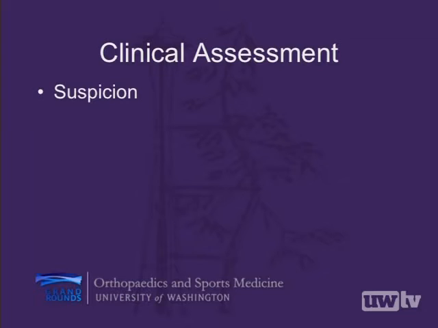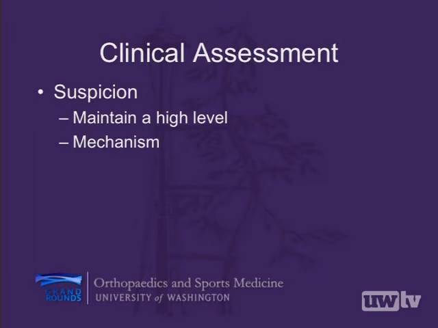So, clinical assessment. What do we do when we see a patient that we think may have a compartmental syndrome? After talking with a lot of our faculty members and all the reading that I've done preparing for this today, I think the number one thing to take home from this is to maintain a high level of suspicion for anybody that may develop this. If you're not thinking about it, you're not going to catch it, essentially. So think about the mechanism. The vast majority of these that we're going to see are going to be high mechanism injuries, but they can occur with relatively innocuous injury.